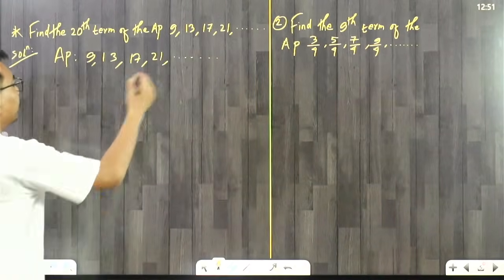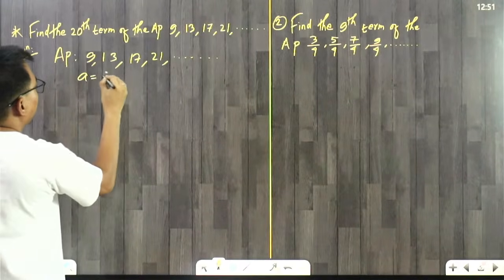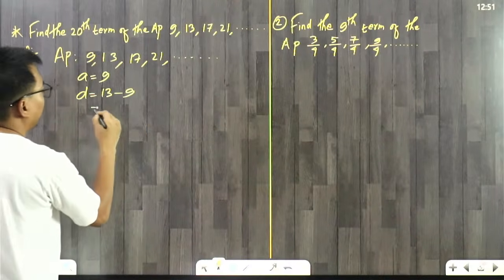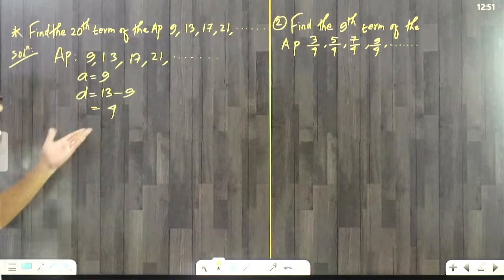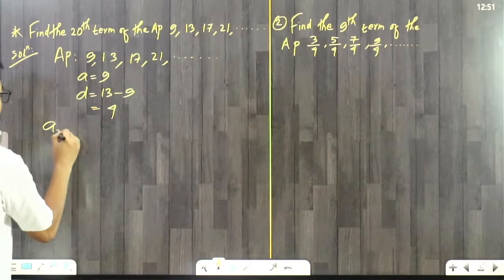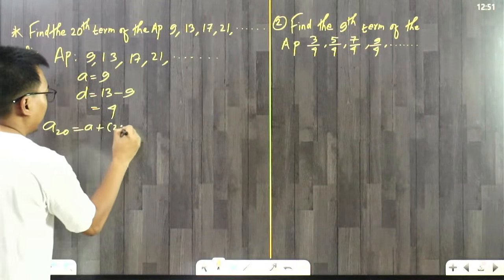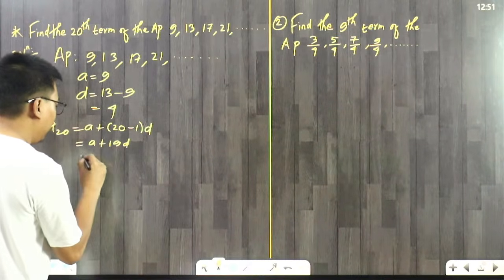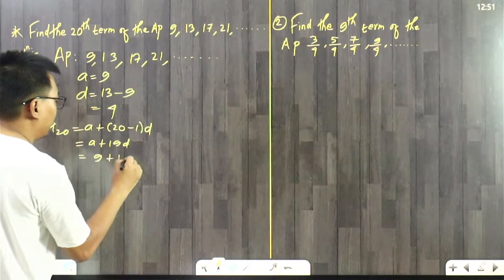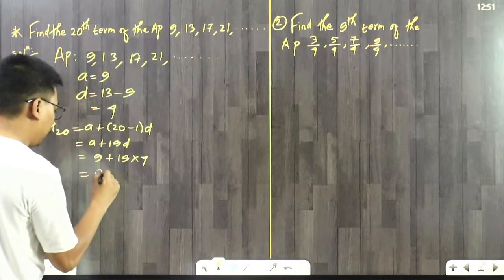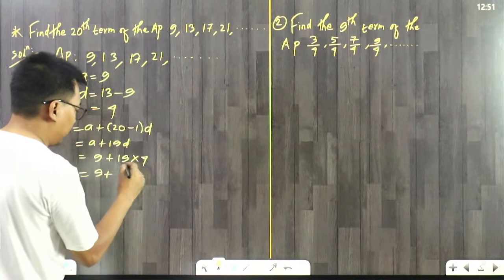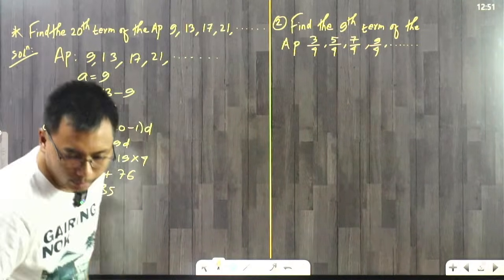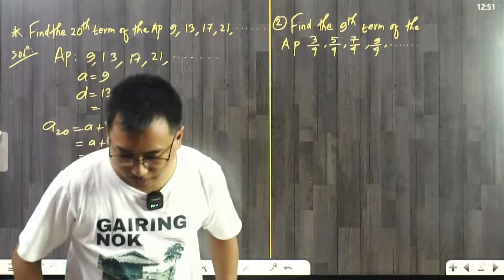Now see, here A is equal to 9. What is D? 13 minus 9, second term minus first term, will be 4. So D is equal to 4. Now we'll find A20. What will be A20? A plus 20 minus 1 D, which will be A plus 19D. A is 9, so 9 plus 19 into 4. 19 times 4 is 76, plus 9, 85. 85 is the answer. Yes, Rajiv, 85.